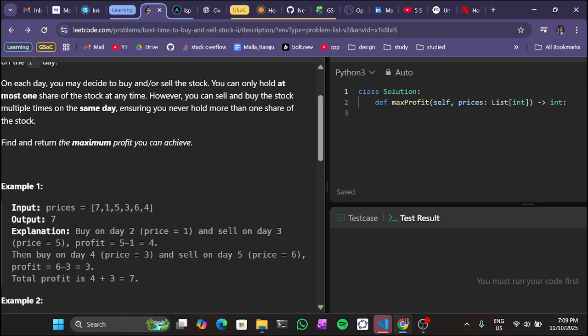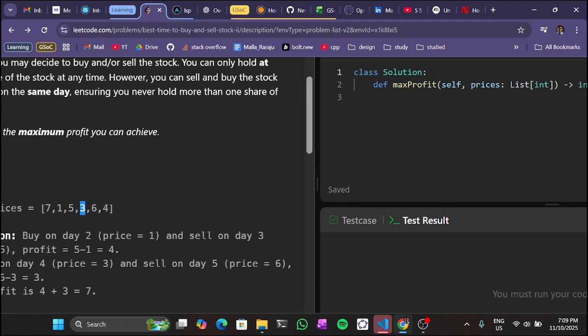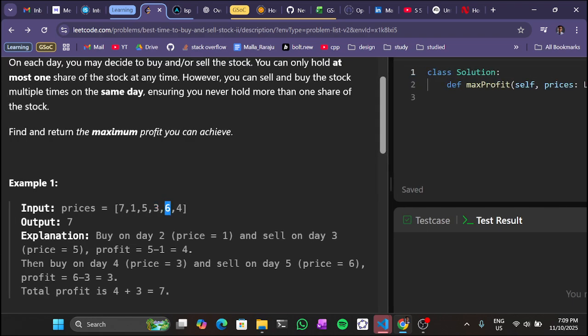So for example, if we select 7, we have to check for another value greater than 7 to its right. And for 1, we have to check a greater value to its right, which is 5. And again, you can buy on 3rd and sell on 6th, which would give 5 minus 1, 4, and 6 minus 3, 3. We got a total of 7 profit. And after 6 you cannot buy.